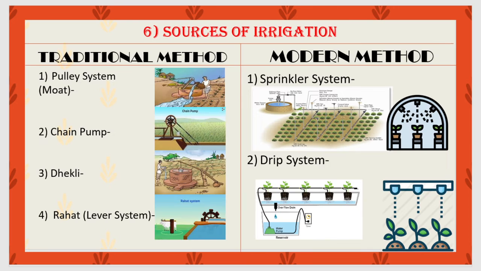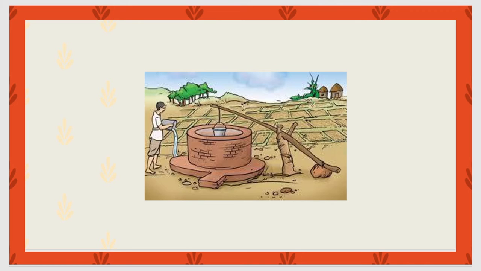Then we have the third one, which is Dhekli. In the Dhekli system, what happens? It is a very fun type of system. Dhekli means lever beam of a well, which means a long wooden beam is supported over a forked vertical shaped material, and a bucket is tied with a long rope so that it can go inside the water. As soon as the bucket gets filled, the person can take the water and pour it into the fields.